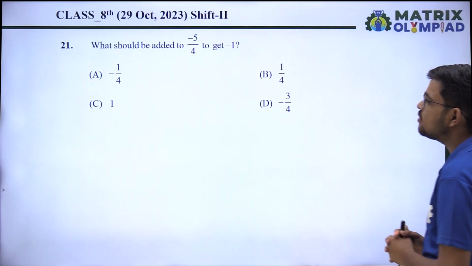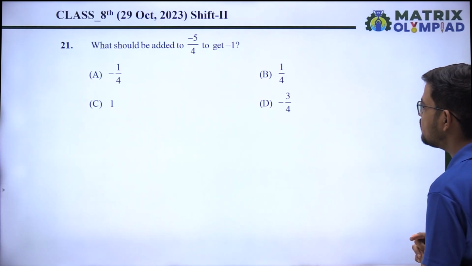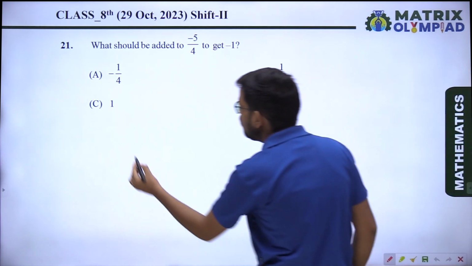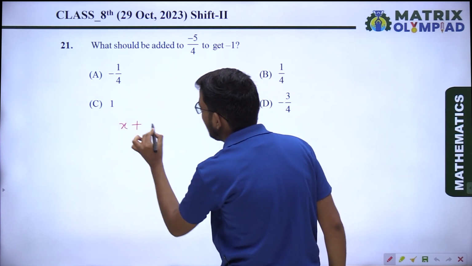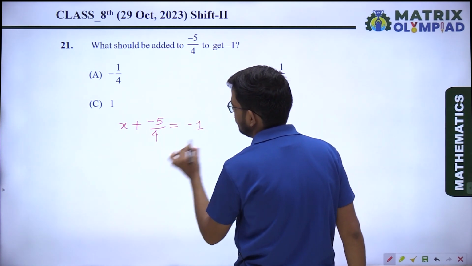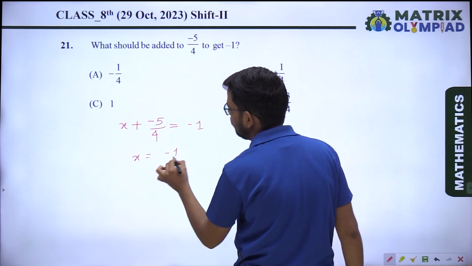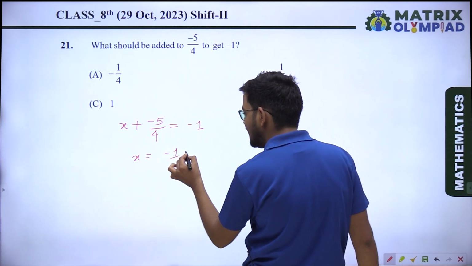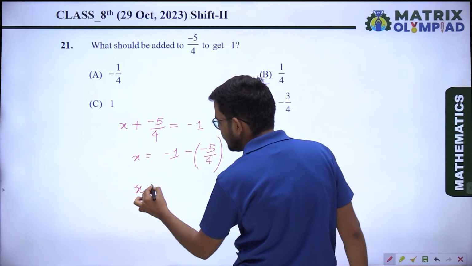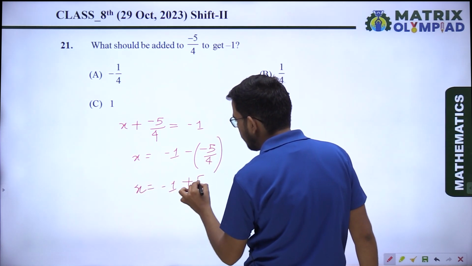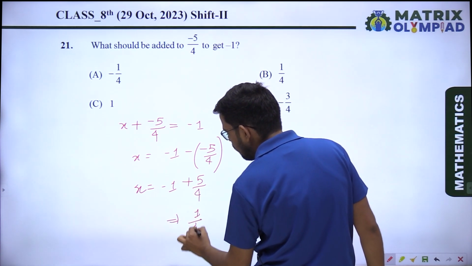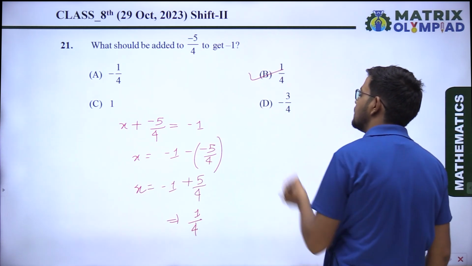Question 21: what should be added to minus 5/4 to get minus 1? Let's suppose x should be added to minus 5/4 to get minus 1. So x will be minus 1, and when you send it to the left-hand side, that is minus of minus 5/4. So x equals minus 1 plus 5/4, that is 1/4. Option B is the correct answer.